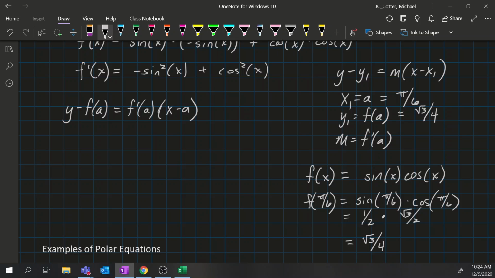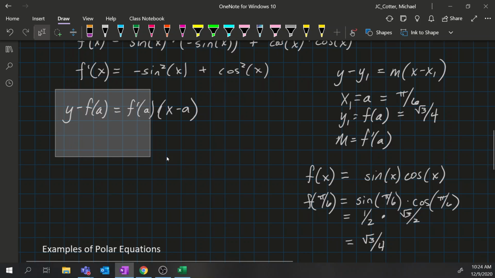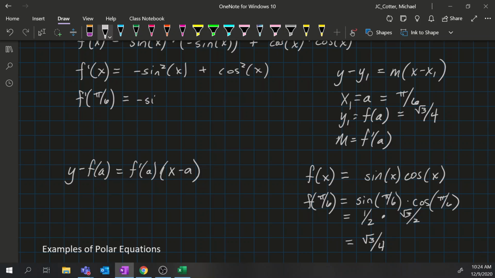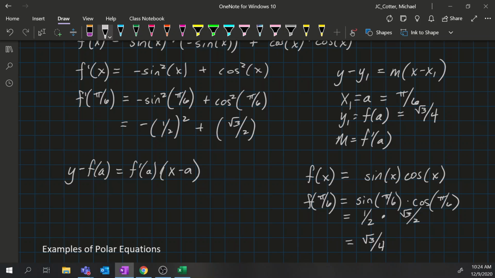All right? And then the last thing I'm going to do, I need that derivative, the derivative at that point. So it's going to be f prime of pi over 6 equals negative sine squared pi over 6 plus cosine squared pi over 6. Now, remember we just said the sine of pi over 6 is 1/2. So it's going to be negative 1/2 squared, like that. And we said the cosine of pi over 6 is root 3 over 2. So that's going to be root 3 over 2 squared.